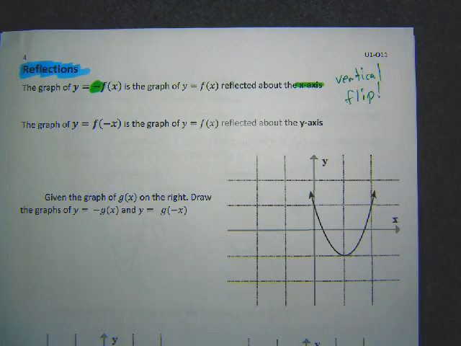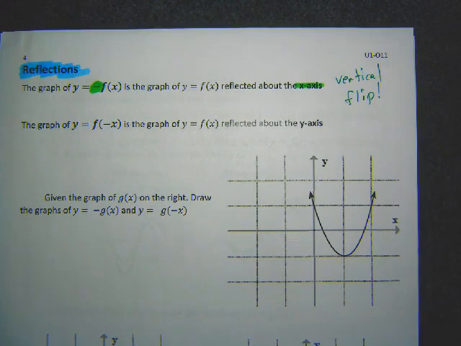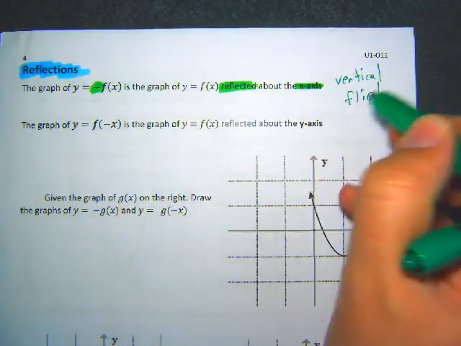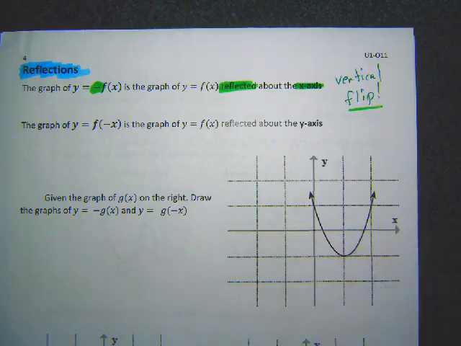So you have a negative in front of the x squared. Or if you had an absolute value of x, you put a negative in front of the absolute value. That negative in front is going to reflect it over the x-axis. It's going to be a vertical flip. That's what we'll call this.